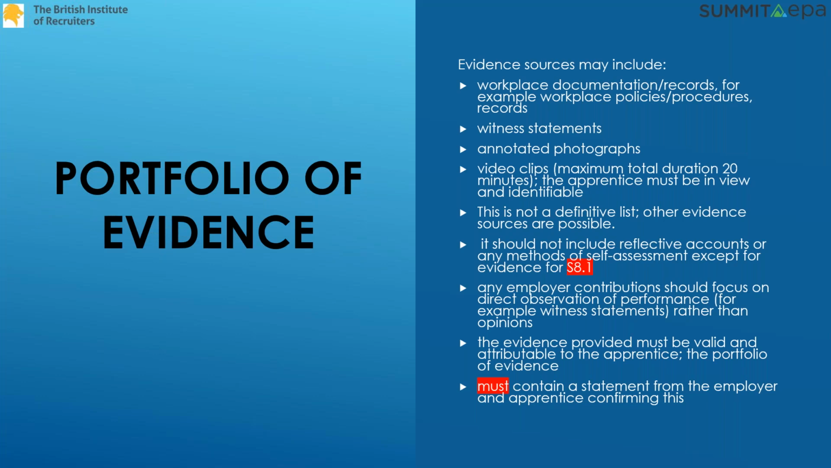We're expecting employer contributions, and that could be in the form of maybe a direct observation of performance or witness statements, but we have to keep it to the facts and not opinionated. The evidence provided should be valid and attributable to the apprentice. And the portfolio of evidence must contain a statement from their employer and apprentices confirming that this is their own work and how they have contributed to it.